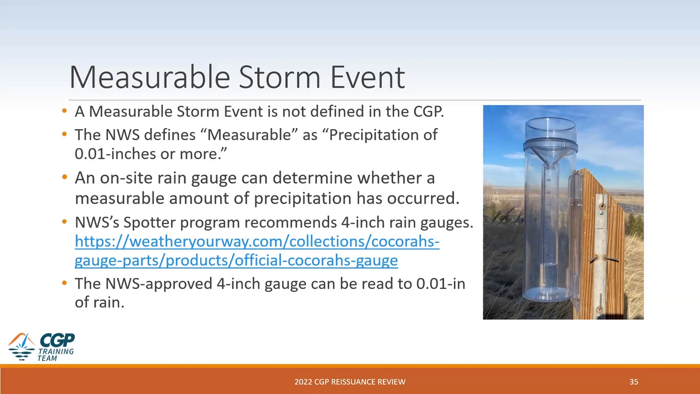And the National Weather Service's spotter program recommends 4-inch rain gauges. And here's an example of one of those 4-inch rain gauges. These 4-inch rain gauges can be read to a 1/100th of an inch, and they're relatively easy, they're durable, they're not mechanical, and they're pretty much fail-safe. They run about $30 a piece, and I highly recommend use of these gauges as opposed to some of the smaller opening gauges that are available at home stores and that sort of place.